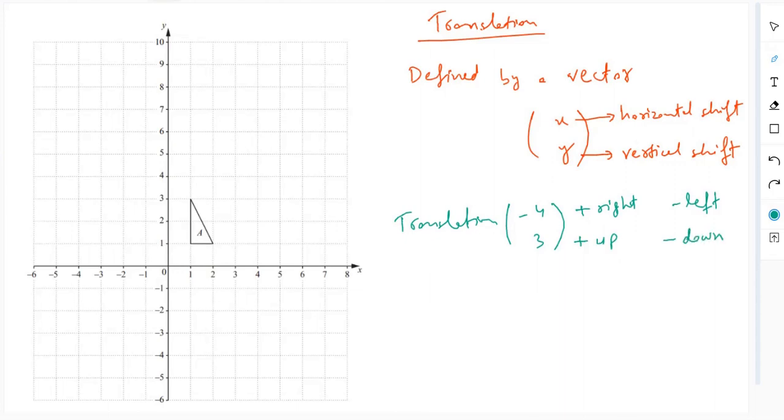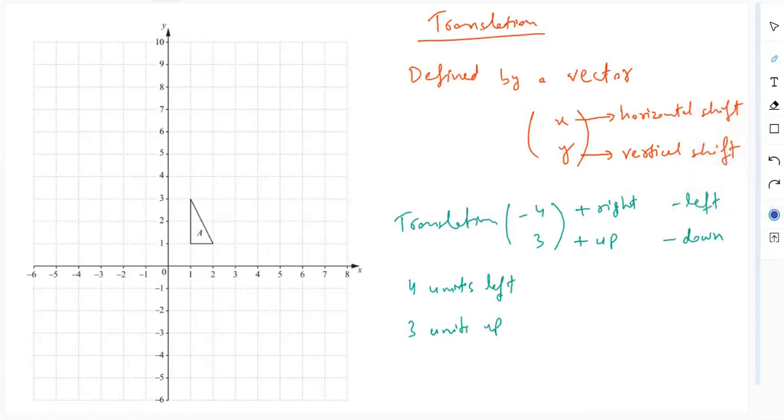Okay, now -4, 3. What does that mean? -4 means you're going 4 units to the left. इसका मतलब क्या है? 4 units left आप जाओगे. Or at the same time 3 units up. So 3 units up. All you have to do is you go to this figure. इस figure को आपने 4 units left move कर देना है और 3 units up move कर देना है. Okay, so let's do that here.